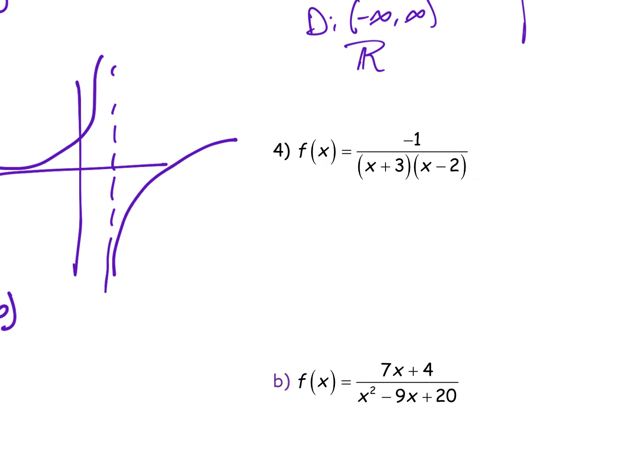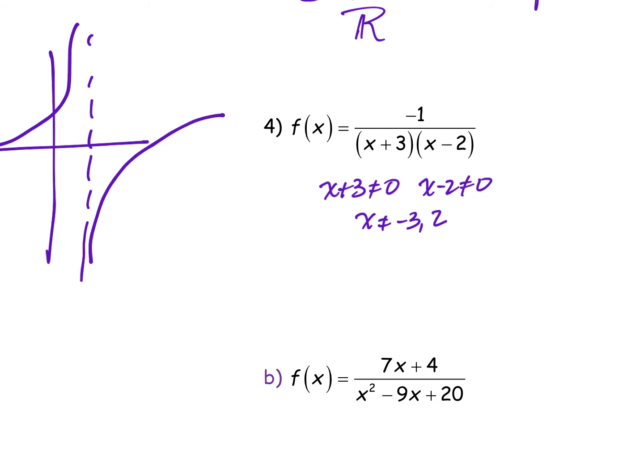So this one we're doing the same thing. I have x plus 3 cannot equal 0, and x minus 2 cannot equal 0. So I know that x cannot equal negative 3 or positive 2. Now it gets a little trickier to write my domain because it's going to get bigger. So my domain is going to be negative infinity to negative 3. Okay? And then it's going to go between negative 3 and 2. And then it's going to go from 2 to infinity.